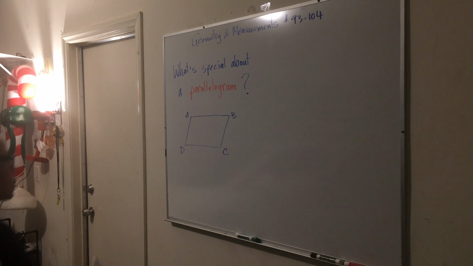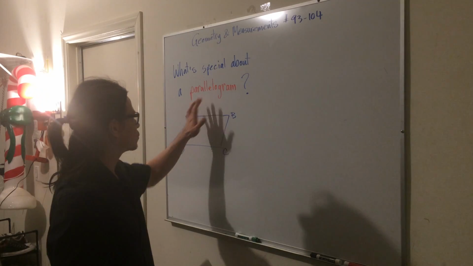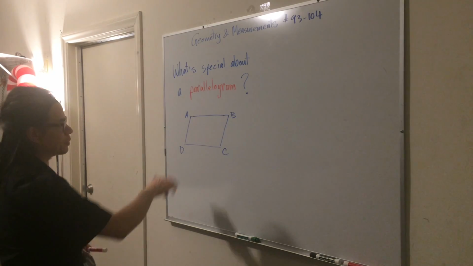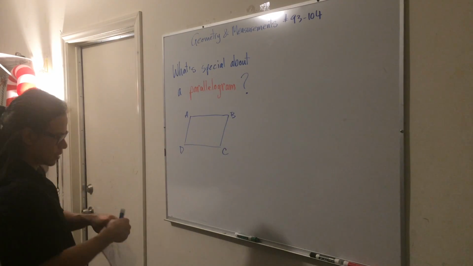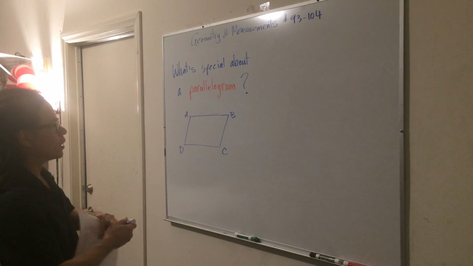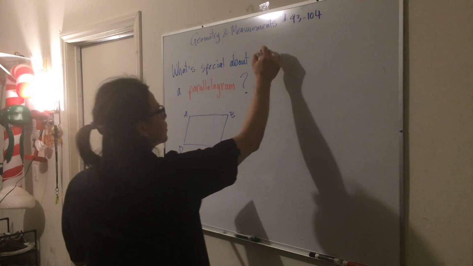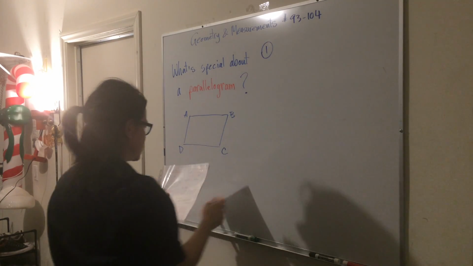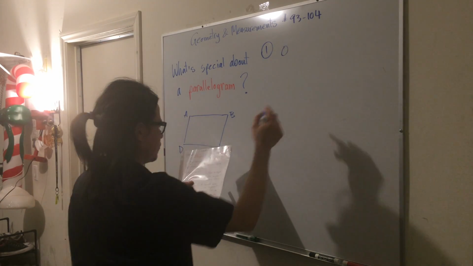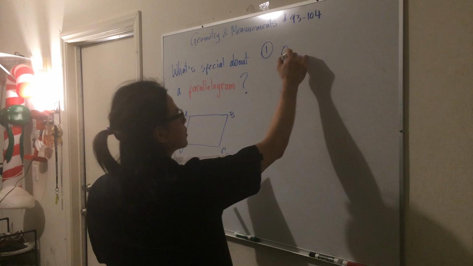So what's special about a parallelogram? Well, we're given parallelogram ABCD. A couple features to be aware of. So one is that the opposite angles of a parallelogram are congruent.